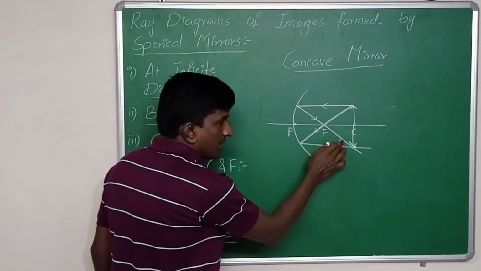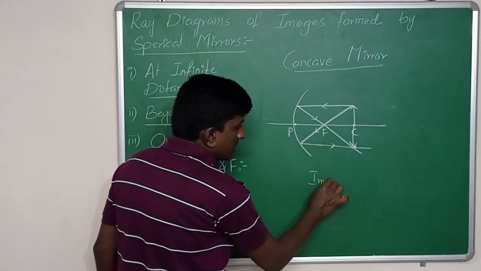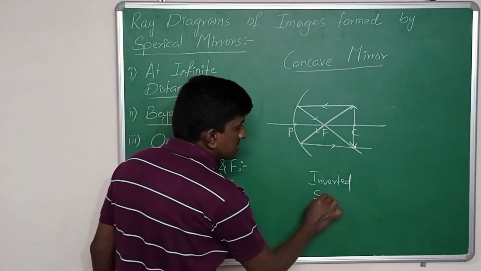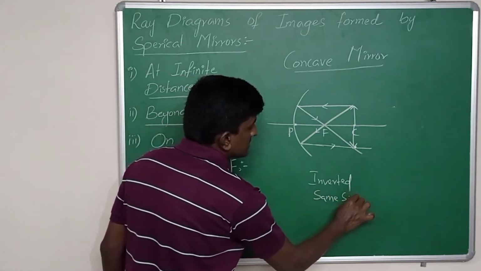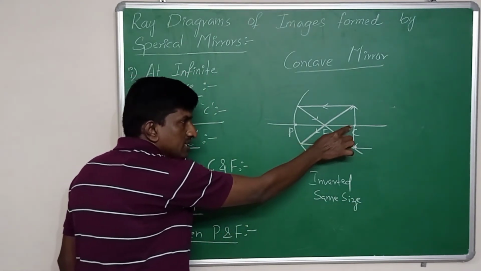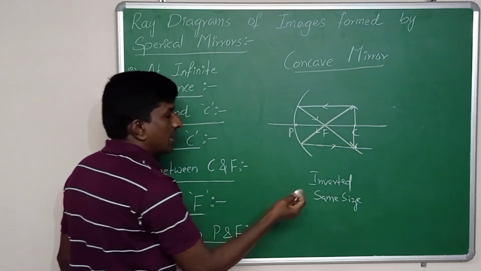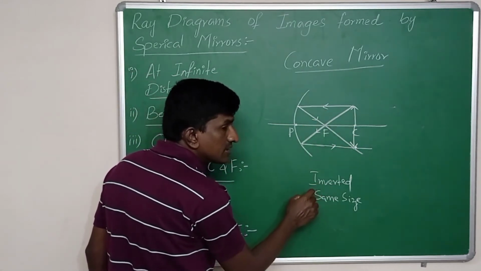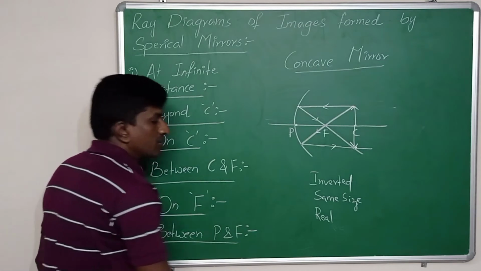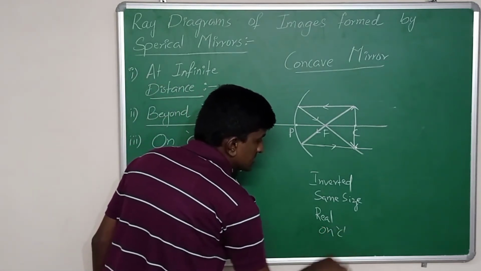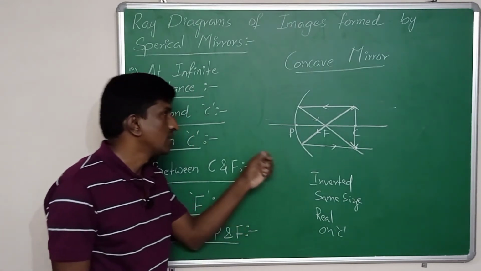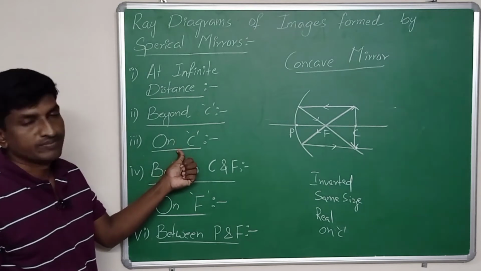So the image is inverted, and the size is the same size. The size of the image and the size of the object is the same when you place the object on C. And next, the image is a real image. So real image, the position of the image is on C itself. So this is the ray diagram for the object placed on C.